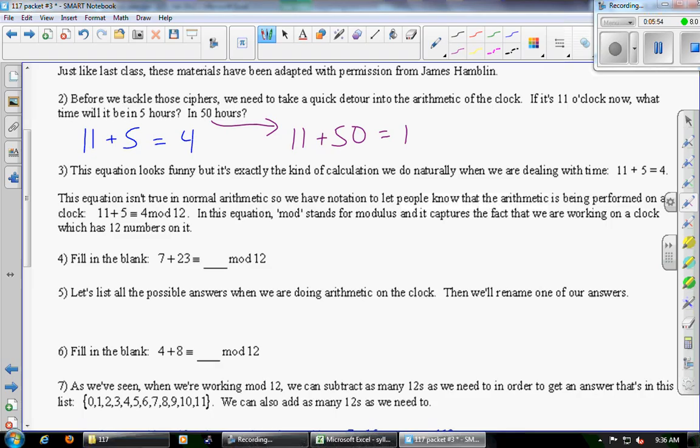And then the other one, in 50 hours, what time will it be? All right, one vote for 1 o'clock. So if I take 11 o'clock right now and I add 50, somehow it wraps around and gets me back to 1 o'clock. What's the way to figure that one out? Because 50 is too big to really add one at a time. How do we figure out 11 plus 50 on the clock? Lucas.